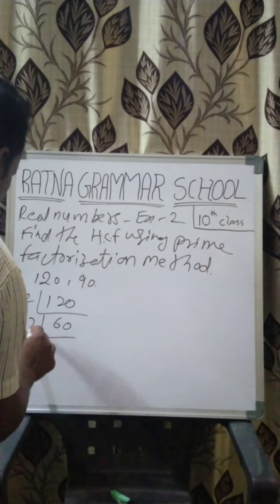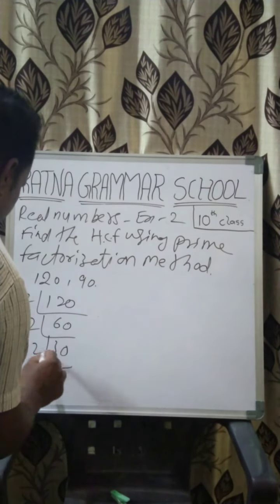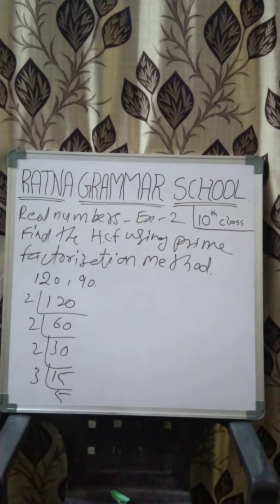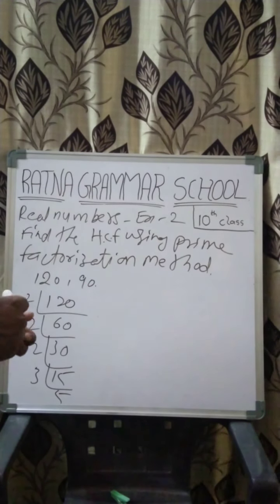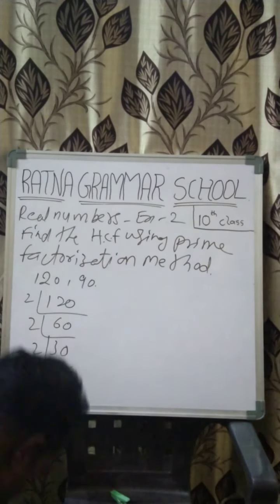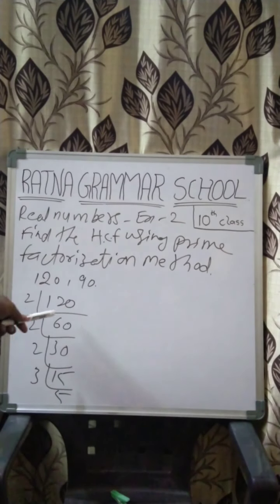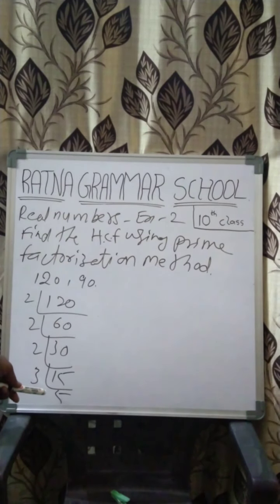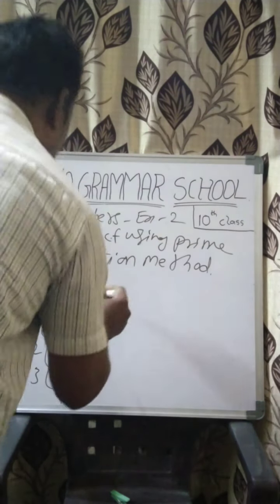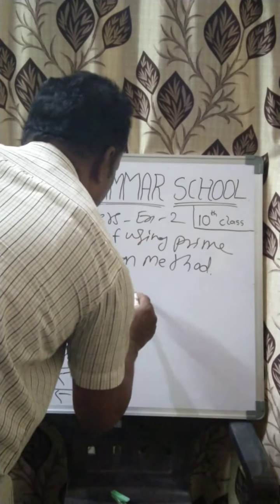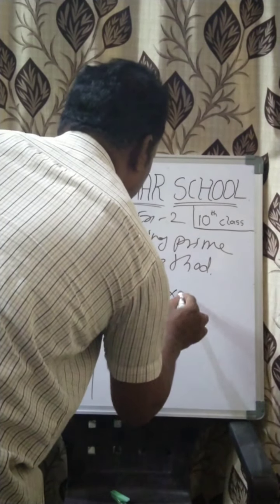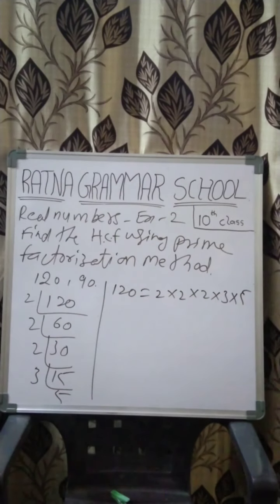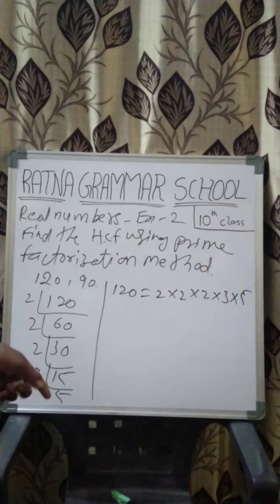2 sixes are 12, 2 thirties are 60, 2 fifteens are 30, 3 fives are 15. So the prime factors of 120 are: 2 sixes are 12, 2 thirties are 60, 2 fifteens are 30, 3 fives are 15. 5 is already a prime number. Now write 120 equals 2 into 2 into 2 into 3 into 5. This is the prime factorization of 120.